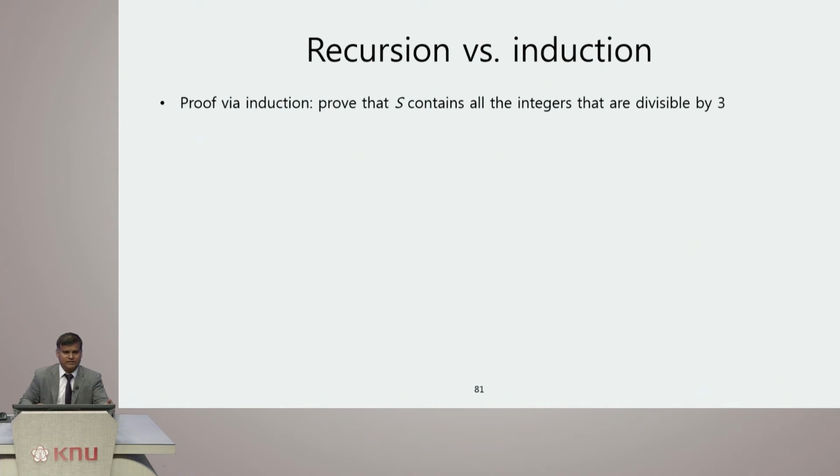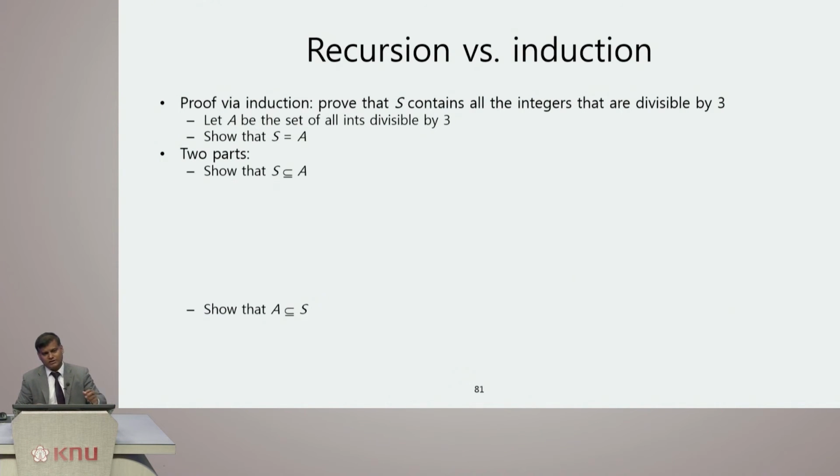Let's see recursion versus induction with another proof. Proof via induction. Prove that S contains all integers that are divisible by 3. So let A be the set of all integers divisible by 3, and show that S equals A. So we have two parts. One is to show S is a subset of A. The other one is A is a subset of S. Got it? I repeat this part again. We are asked to prove that S contains all integers that are divisible by 3.